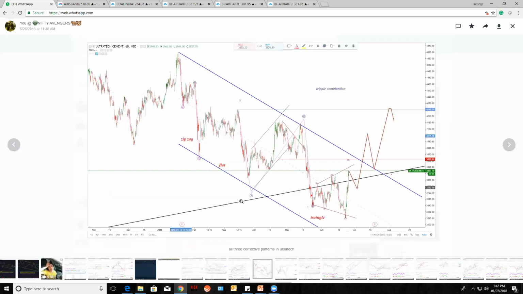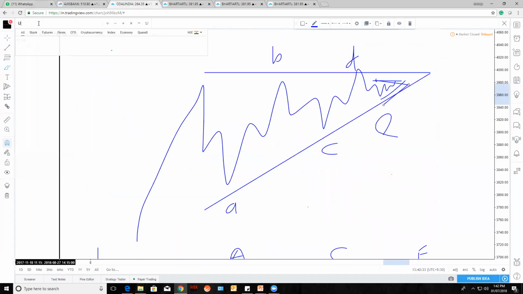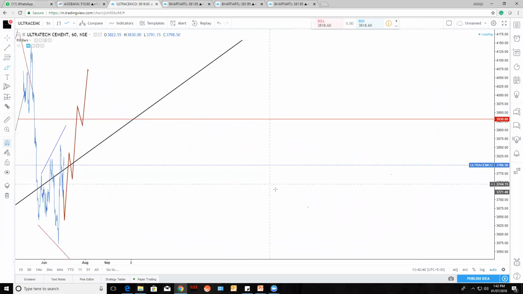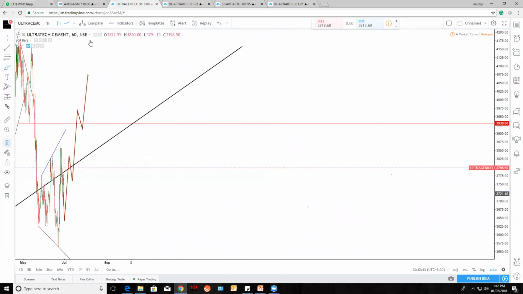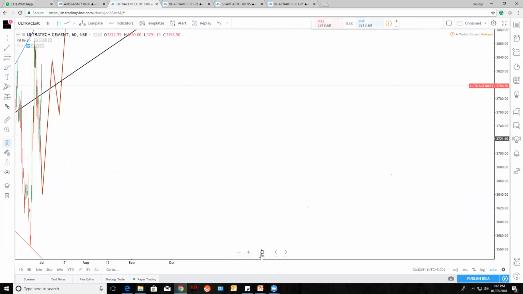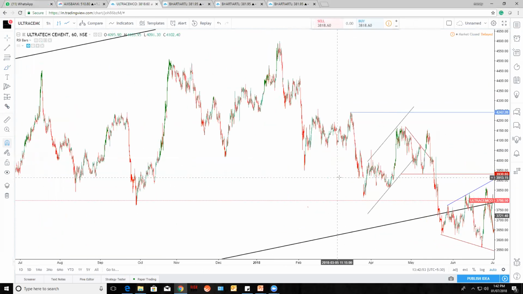Once it finishes this pattern in Ultratech, it will go to the top, because all three types of corrections are seen in a single chart. I will show it in the chart itself. It is Ultratech cement. See, the chart is like that only. All three corrections in a single chart, right? It's an interesting chart.